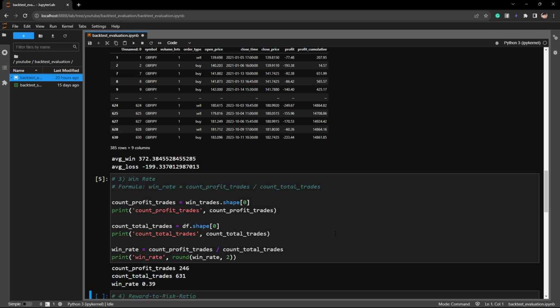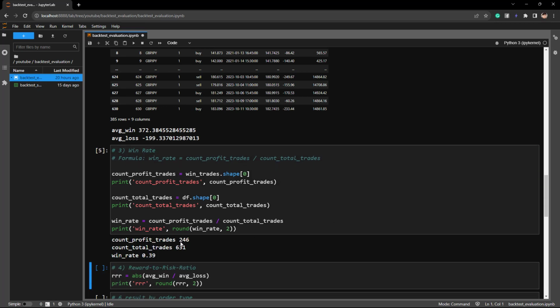By running this, we see that count_profit_trades is 246, count_total_trades is 631, so our win rate is 39%. So we see that this strategy is losing more often than winning, but is still able to generate profits, even though the win rate is less than 50%.